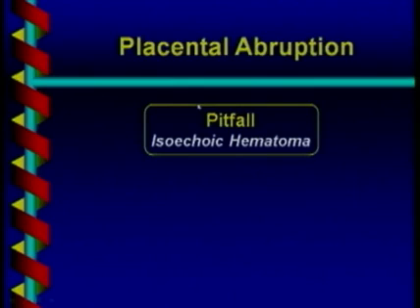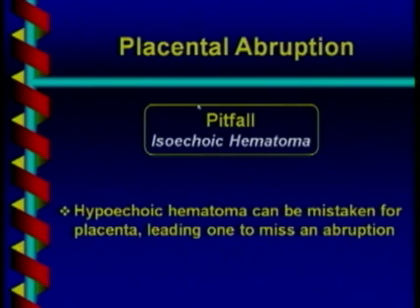Okay, so what are the pitfalls in diagnosis of placental abruption? So one is that if it happens that the hematoma is isoechoic to the placenta, has the same echo pattern and echogenicity as the placenta, it may be difficult or impossible to see. A hematoma that is isoechoic to the placenta can be mistaken for the placenta, leading one to miss an abruption.